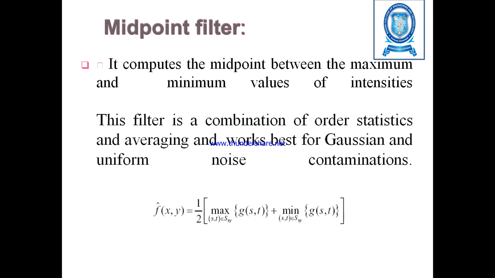So next one is the midpoint filter. The midpoint filter is nothing but we take the values of both the maximum as well as the minimum, and the midpoint value is computed. Okay. So for that we have a particular formula, that is f cap of x comma y is equal to 1 by 2 of the maximum over s comma t belonging to S of x comma y of g of s comma t, plus the minimum over s comma t belonging to S of x comma y of g of s comma t.